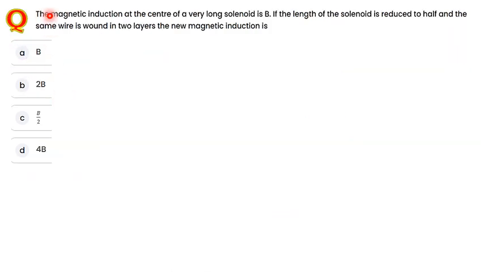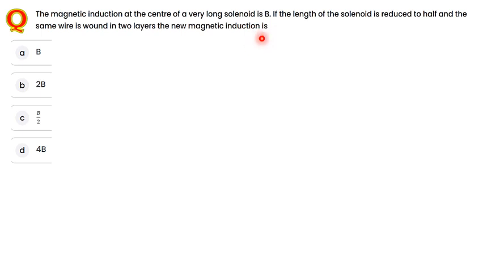Okay, now the next problem here is the magnetic induction at the center of a very long solenoid. Just consider the solenoid I showed previously. At the center, the value here is B. If the length of the solenoid is reduced to half of this one, and the same wire is wound into two layers, what is the new magnetic induction?